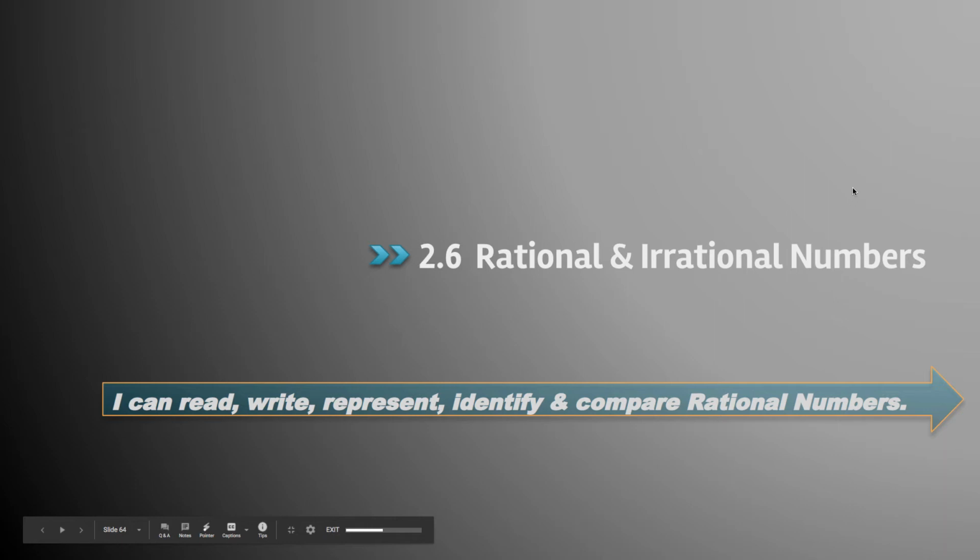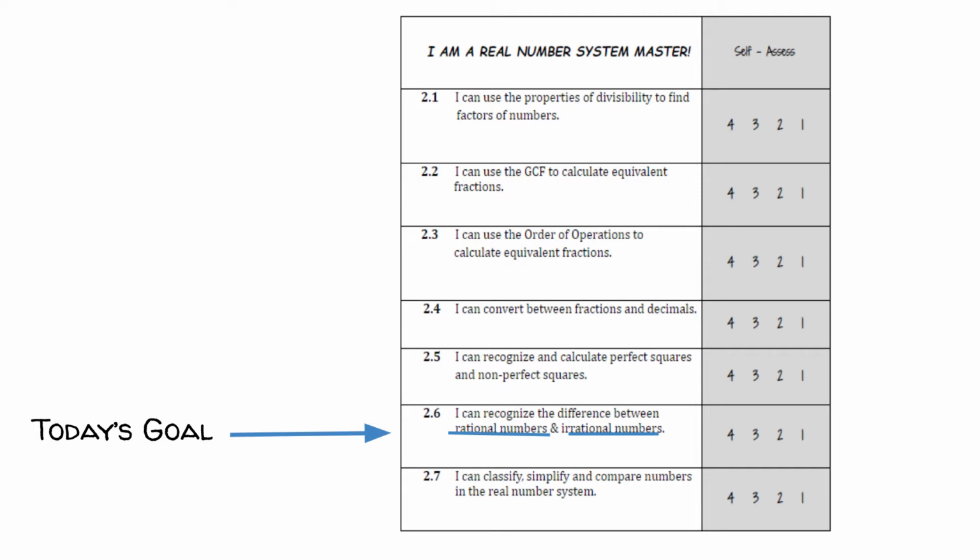Take out your Unit 2 note packet and find 2.6, Rational and Irrational Numbers. Our standard is I can read, write, represent, identify, and compare rational numbers. The goal that goes with that standard is I can recognize the difference between rational numbers and irrational numbers. Really today, we're defining rational numbers and irrational numbers.